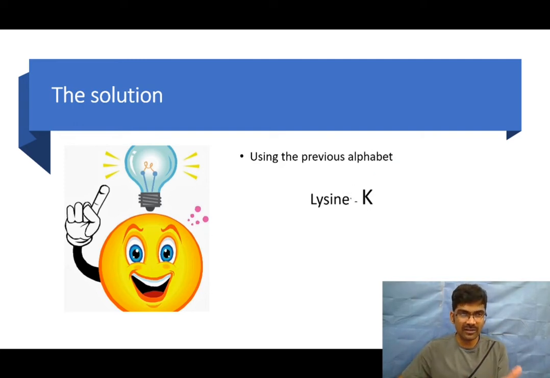Sometimes they went for the alphabet which is earlier. See, in lysine, L we cannot give, leucine has been given; Y is tyrosine, S is serine, same thing, right? So what they did is, in the English alphabet, K comes before L. They gave K. Simple.